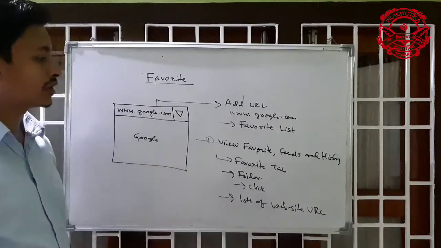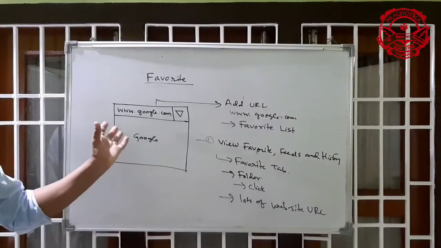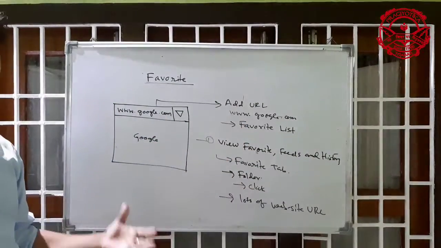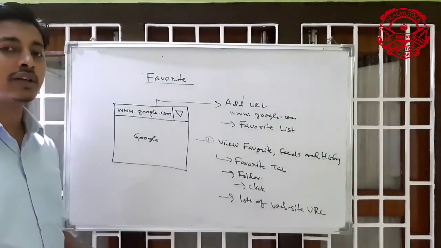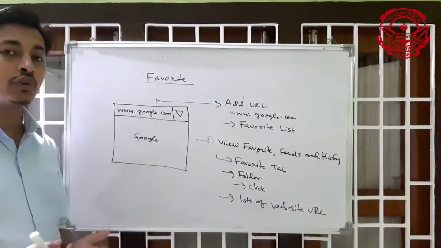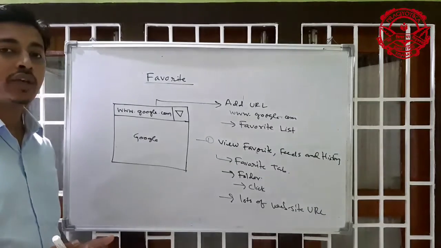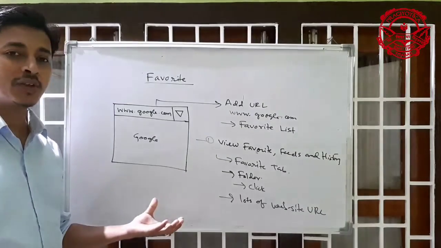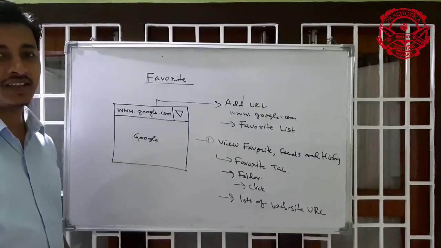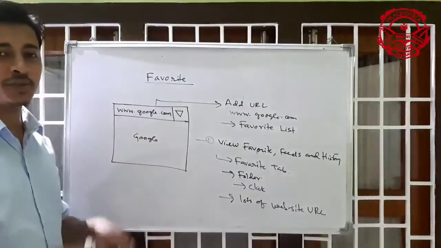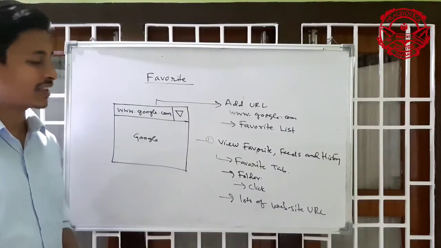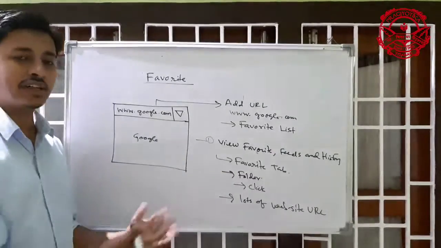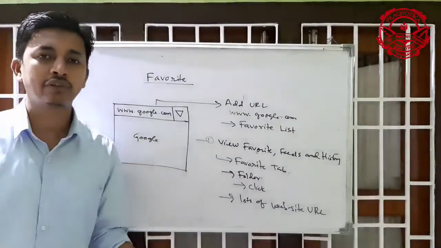So it is very important, because favorite means what? You can add the URL of any website to the favorite list, so that we can easily get the websites without typing the URL. This is an advantage for users because it saves lots of time. Every time you type the URL, it's a boring thing. So just go to the favorite list and click your favorite websites. This is a very interesting and very important thing in a web browser.